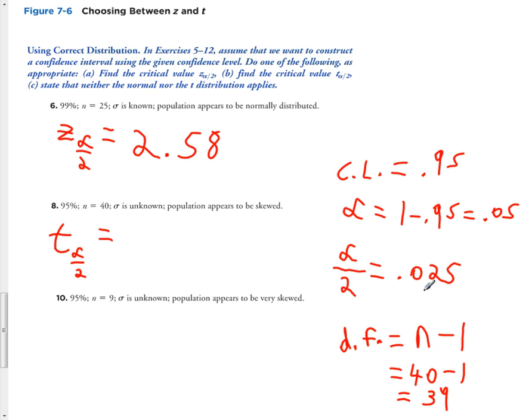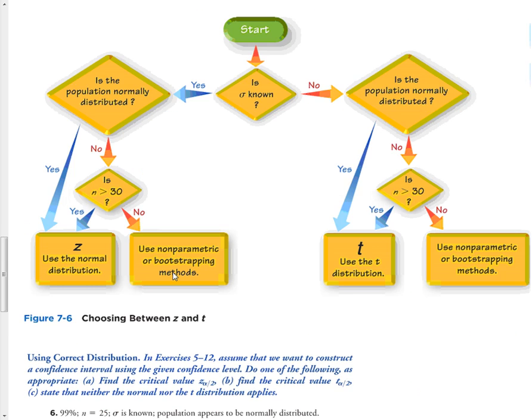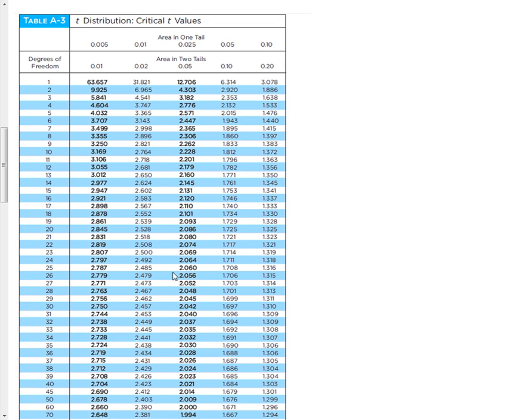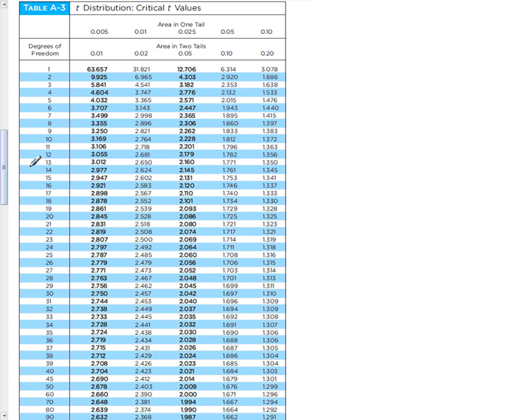We also need to know how much area we have in one tail. The area in one tail is 0.025, alpha over 2, and the degrees of freedom are 39. So let's go back up to table A3 and find the row for 39 degrees of freedom. 39 degrees of freedom is right here. So this is the row that has our 39 degrees of freedom.